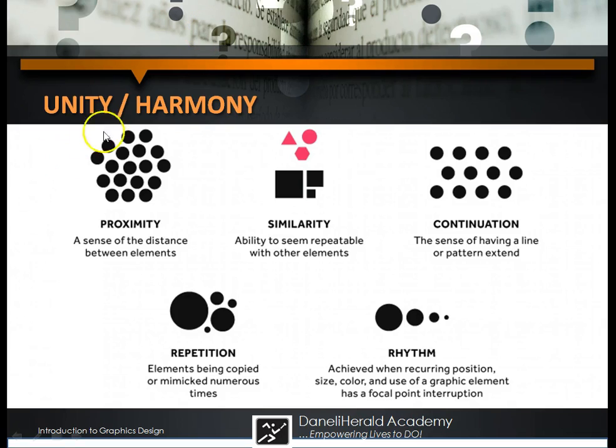Now, back to proximity. This is the sense of distance between elements. If you observe these circles, you will realize that there are some of them that are closer to one another than others. Look at this ones: 1, 2, 3, 4, 5, 6, yes, 7 of them. You will observe that they have equality among them, the spaces in between them, and then the ones that surround them have this kind of harmony.